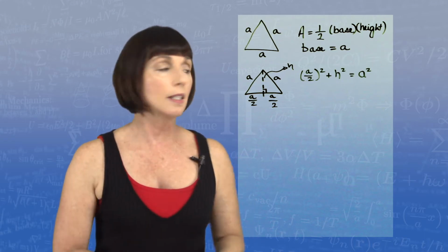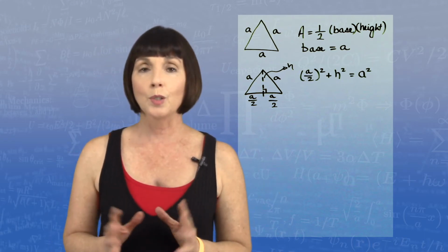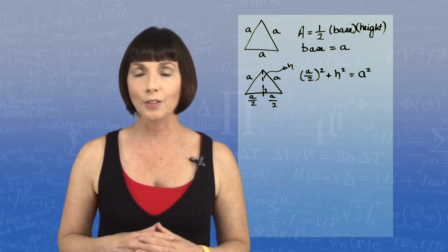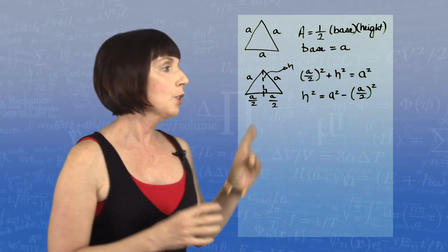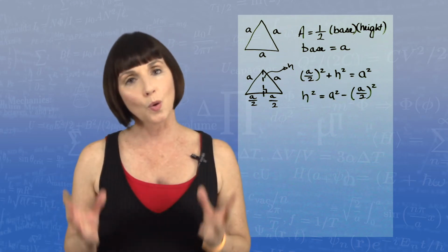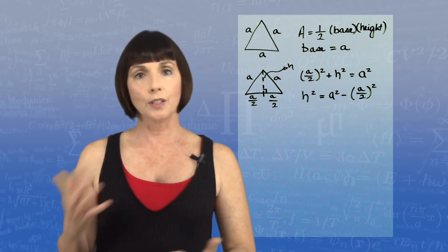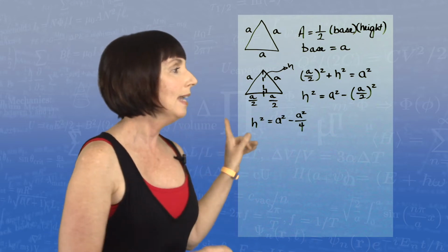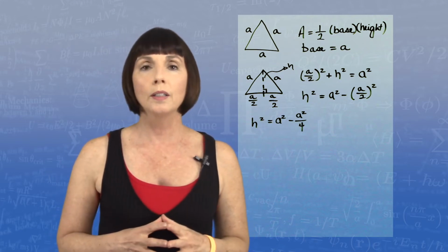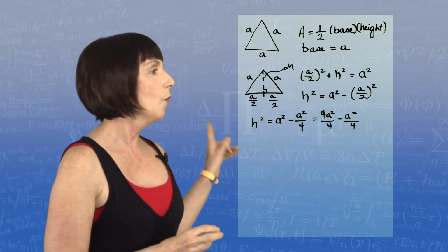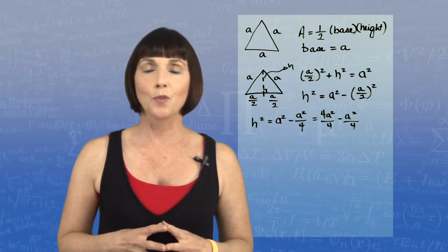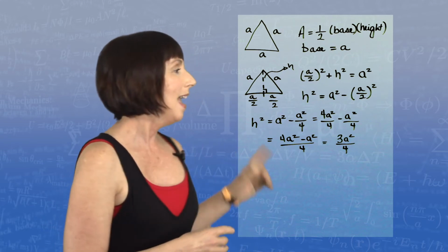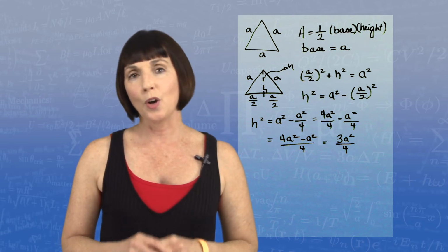So what we have is (a over 2) quantity squared plus h squared equals a squared. That's one of our right triangles there. Therefore, h squared is equal to a squared minus the quantity (a over 2) squared. So let's go about simplifying that. We get h squared equals a squared minus a squared over 4. Combining fractions, we get 4a squared over 4 minus a squared over 4, which is 4a squared minus a squared over 4, or h squared equals 3a squared over 4.